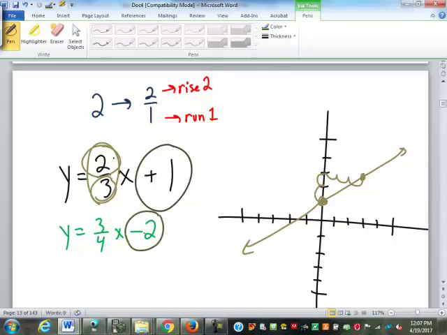Well, the number that's added or subtracted is where I start. So that's minus 2. So from the origin, I start out at negative 2, right there. From that point, where do I go? How far do I rise? Perfect. My slope is the number multiplying x, the 3/4. And exactly like you said, we rise 3, 1, 2, 3, and then we run 4. 1, 2, 3, 4. There's my second point. So my line goes through those 2 points.